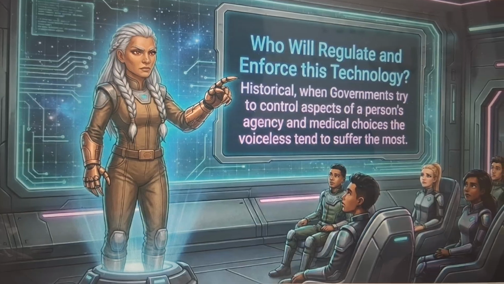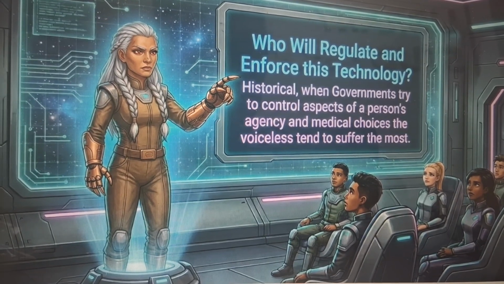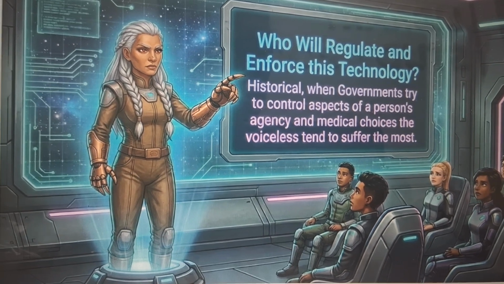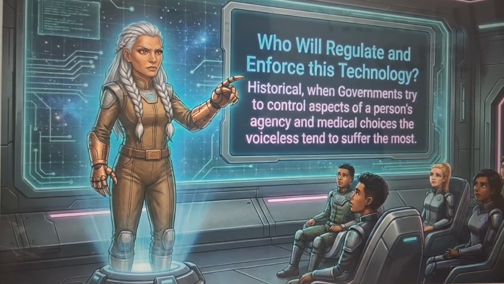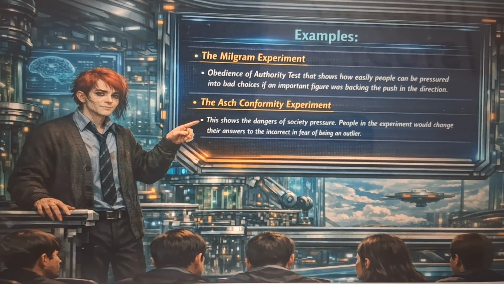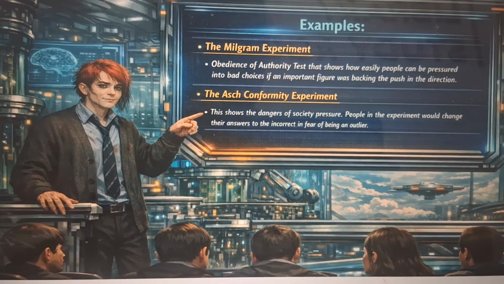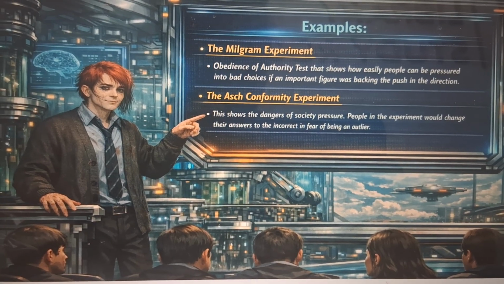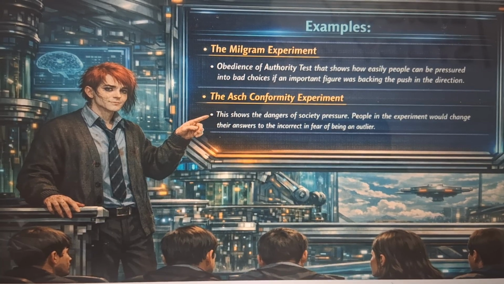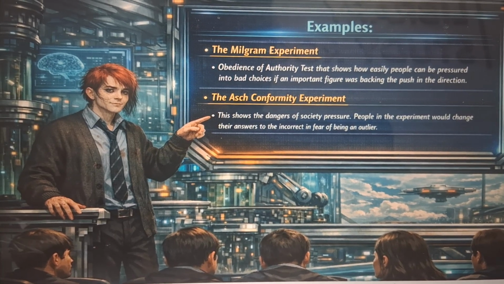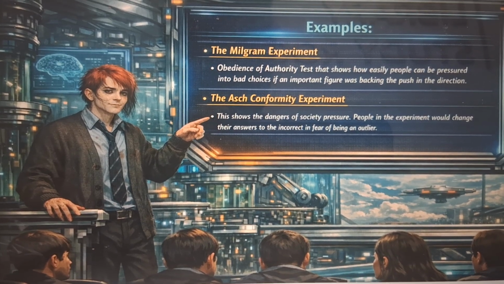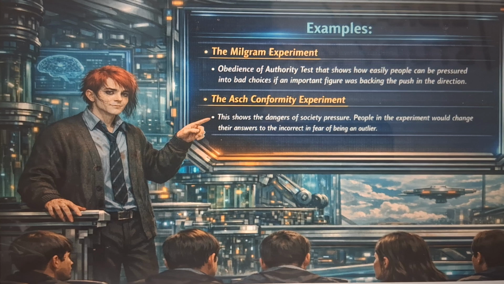So who will regulate and enforce this technology? Historically, when governments try to control aspects of a person's agency and medical choices, the voiceless tend to suffer the most. Examples of this are the Milgram experiment, which was an obedience to authority test that shows how easily people can be pressured into bad choices if an important figure was backing the push in that direction. Also, the Asch conformity experiment shows the dangers of societal pressure, and people in the experiment would change their answers from the correct one in fear of being an outlier.